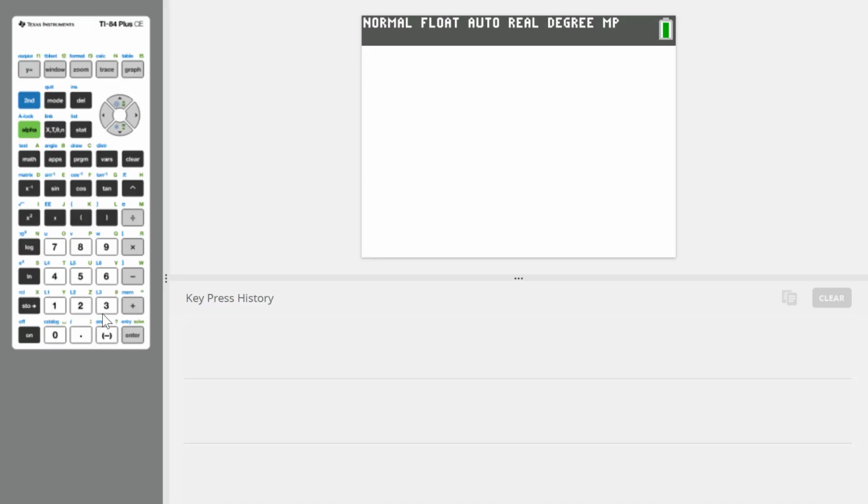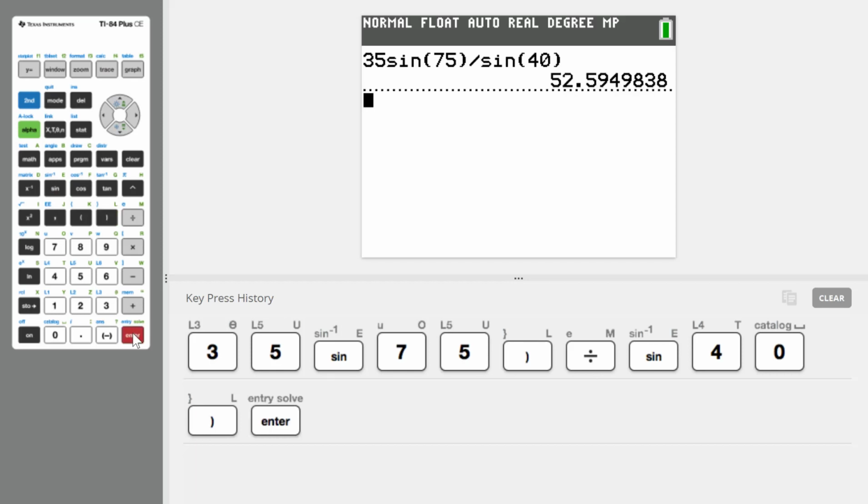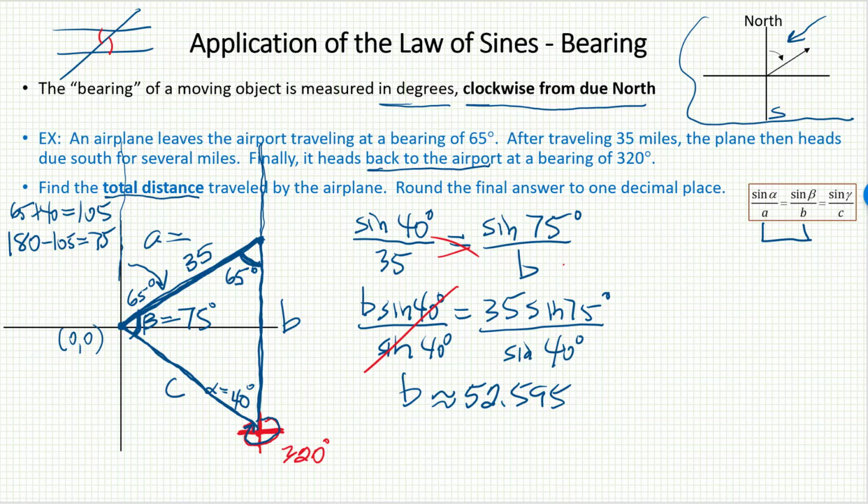I can go to the calculator now. Let's see, I'm in degree mode. 35 sine 75 divided by sine 40, and so we've got a distance of, I'm going to keep it a little long right now so I don't round until the end, how about 52.595?